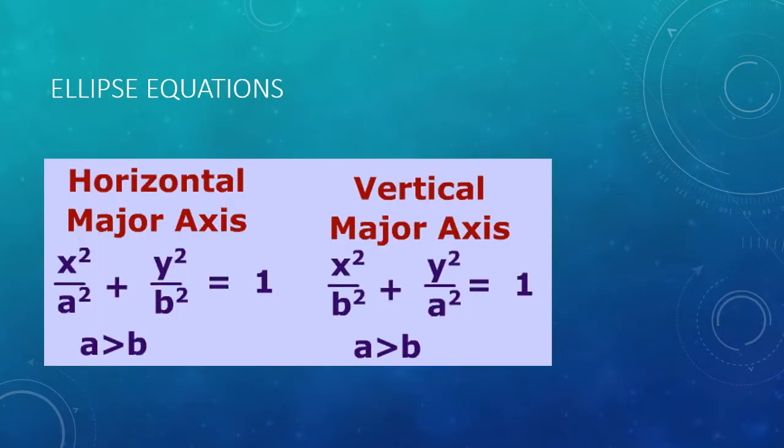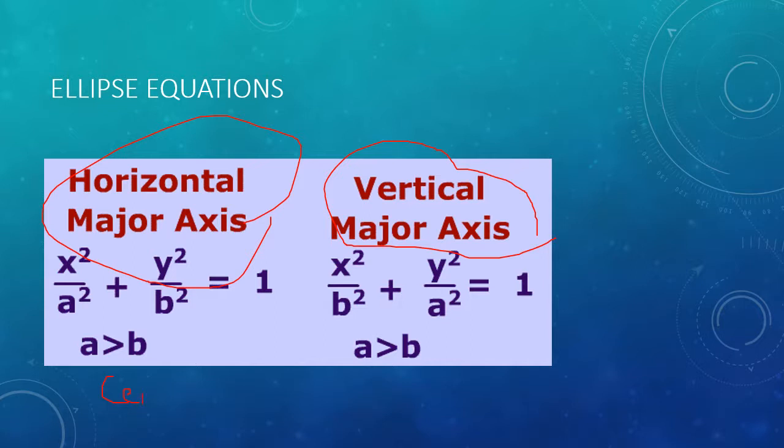So the ellipse has two equations: the horizontal major axis, and then the vertical major axis. For the horizontal one, the center has to be at 0, 0. And the foci have to be a negative number and 0, and then its second pair is a positive number, then 0. As you can see right here, I'll make an example.